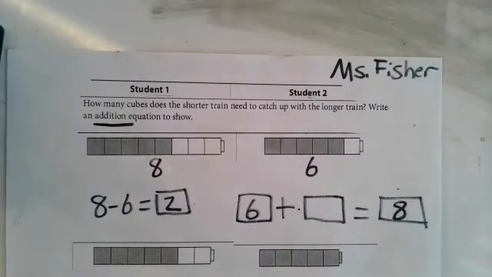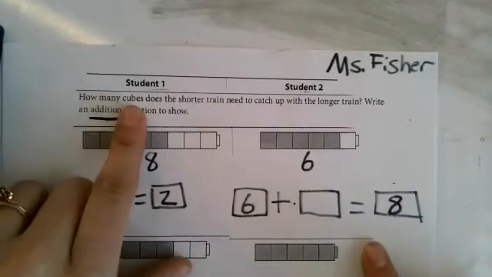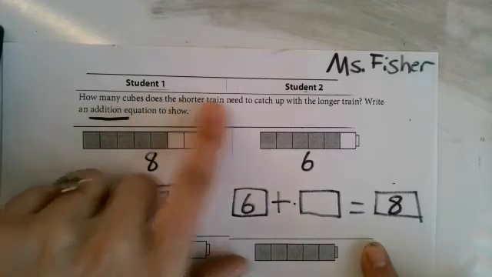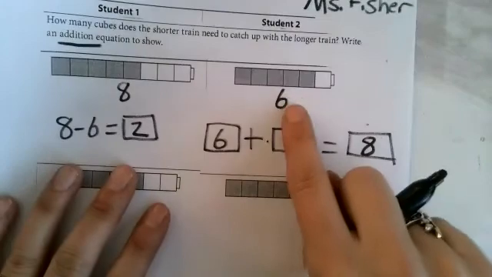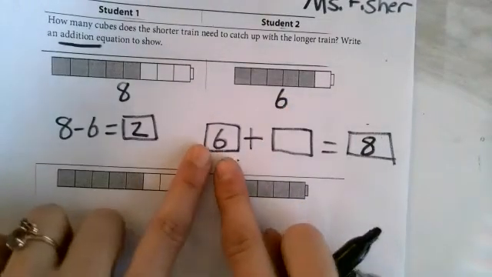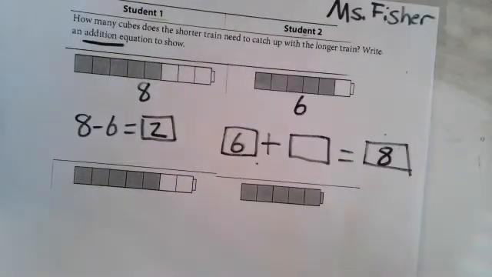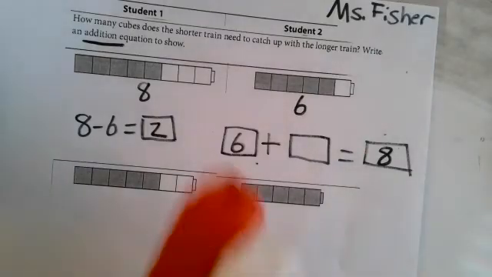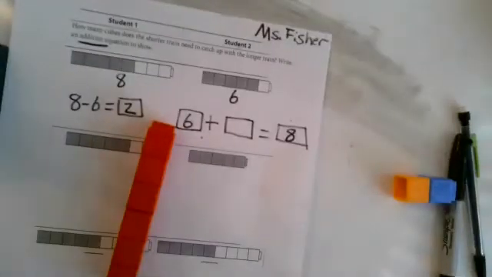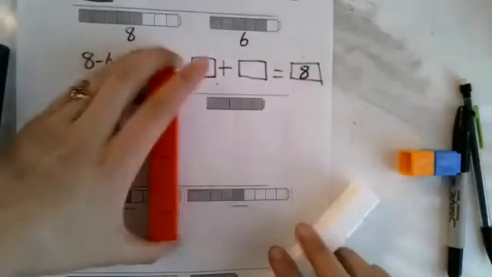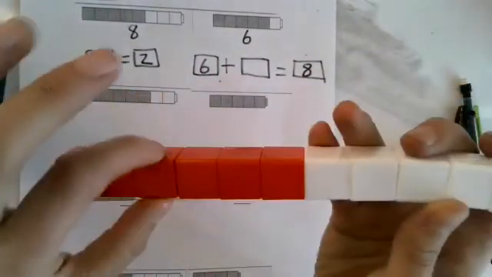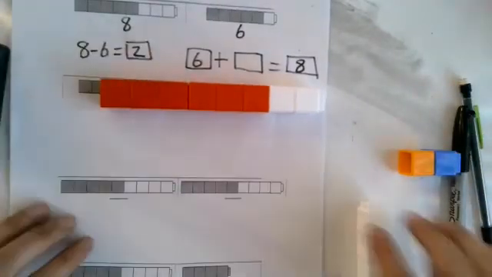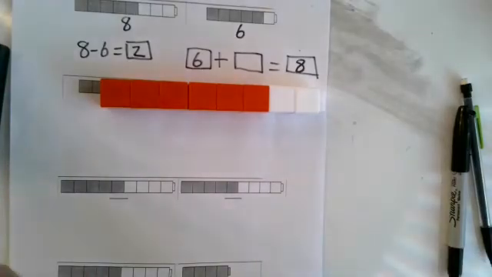Oh, dang, look at this. Look what the question says, friends. It says, how many cubes does the shorter train need to catch up with the longer train? So if the shorter train is 6, how many more to catch up with 8? Everybody right now, take your Unifix cubes. Make a train of 8 because we know we need 8. 1, 2, 3, 4, 5, 6, 7, 8.